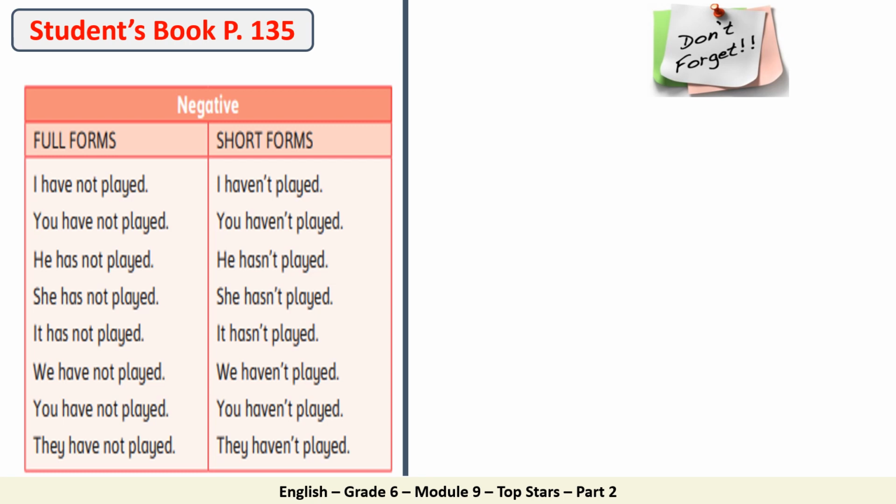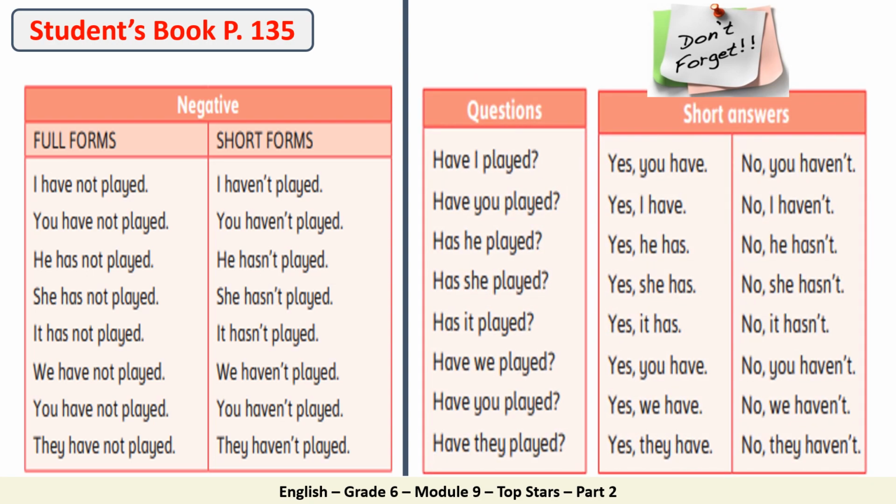All right, let's go to the question now. We start with have or has, and then put the pronoun, and finally the main verb, end it with a question mark. Super easy. Have I played? And then we answer with yes, you have, or no, you haven't. You don't have to complete the whole sentence. Okay? And then let's see with the pronoun he. Has he played? Yes, he has. No, he hasn't. Super simple.